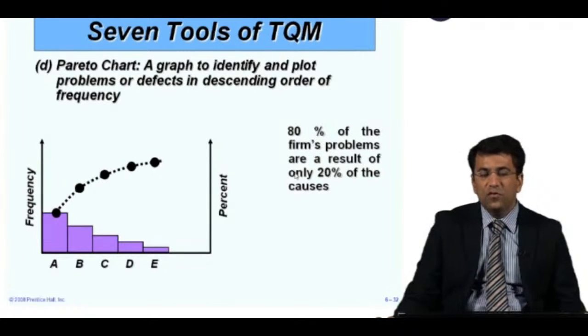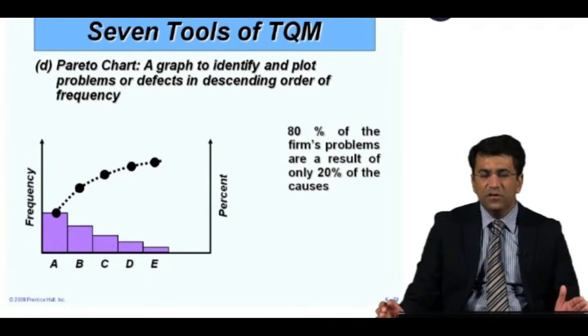So that is the concept of Pareto charts: we will have to identify the most important problems, and then accordingly we will have to make a strategy in order to deal with these problems. Ultimately this is related to the effective utilization of organizational resources.